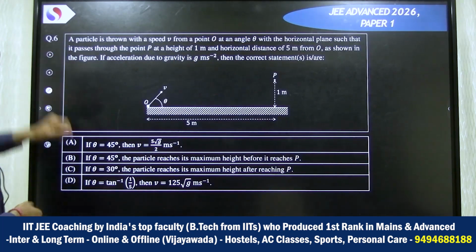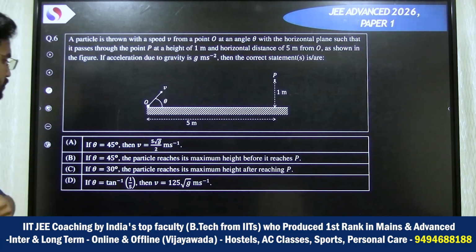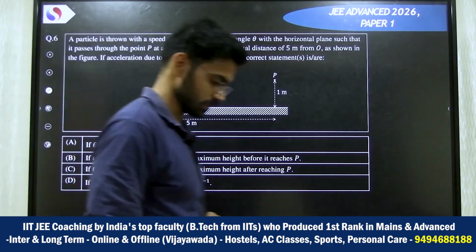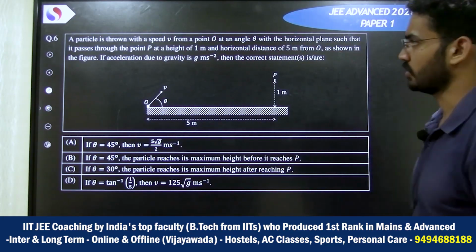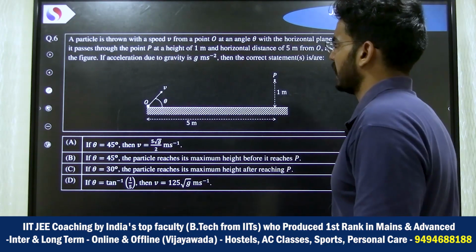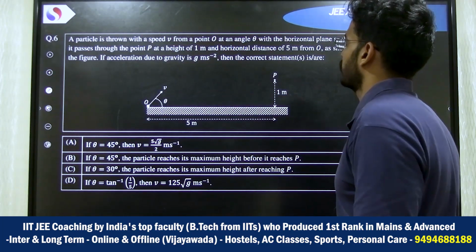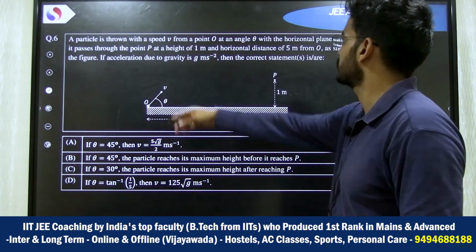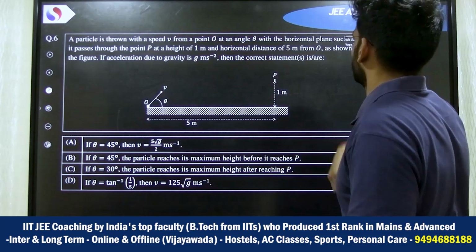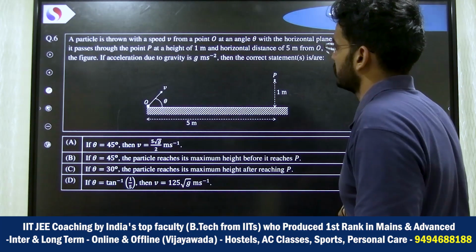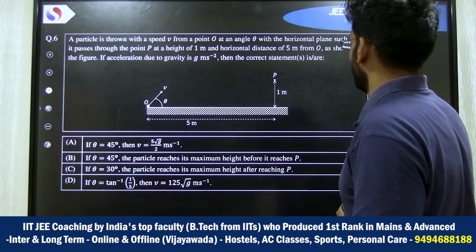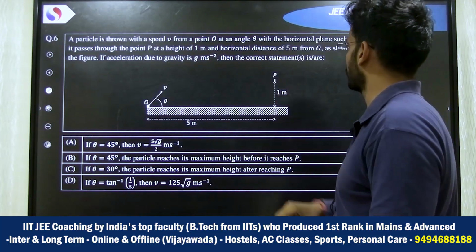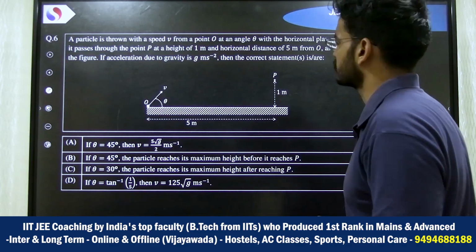Let's see the next. Okay, the next question is from projectile motion, and this was, you can say, one of the easiest questions possible in the whole paper. A particle is thrown with a speed v from a point O, from this point he is throwing at an angle theta with the horizontal plane such that it passes through the point P at a height h of 1 meter and horizontal distance 5. So you can say this point is 5, 1 from O as shown in the figure.